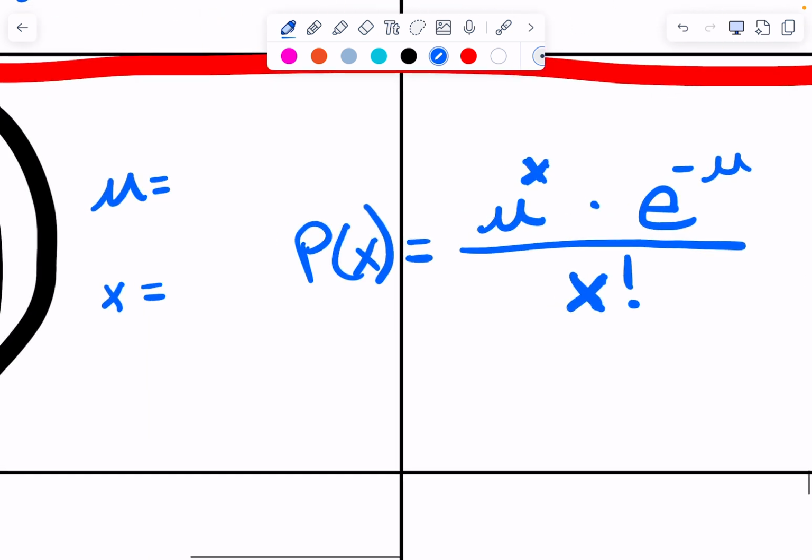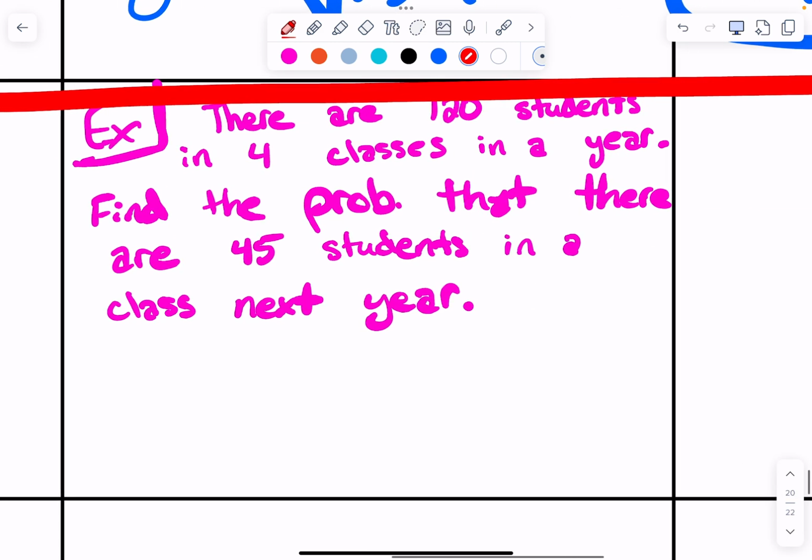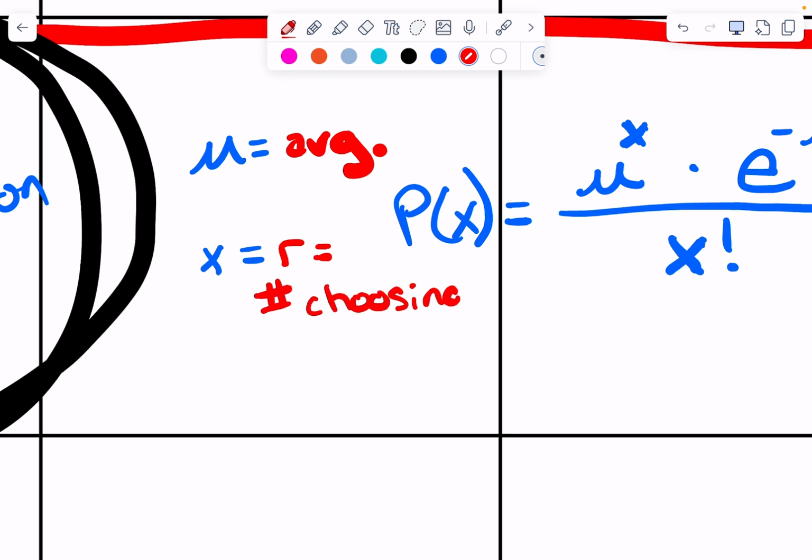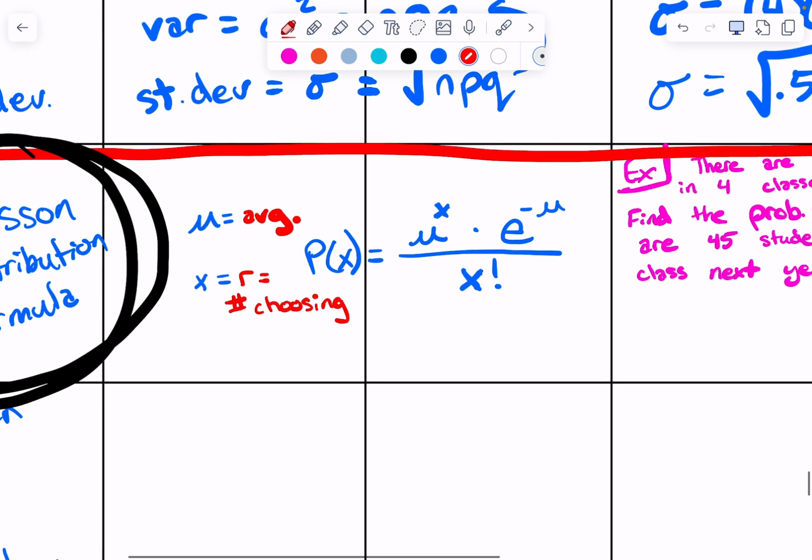So what is mu, by the way? The average, right? Sometimes you will have to calculate the average, like over here in this example, which I'll zoom in on in a second. You have to calculate it. So mu is the average, mu is the mean. What is x? What do they call it sometimes? R. Actually, we call it R. What is x or r? The number that we're choosing, or the number that we're interested in. Okay, so that's our information that we need for Poisson.